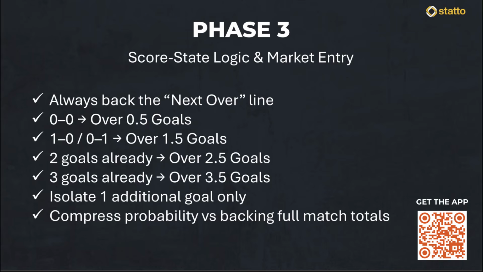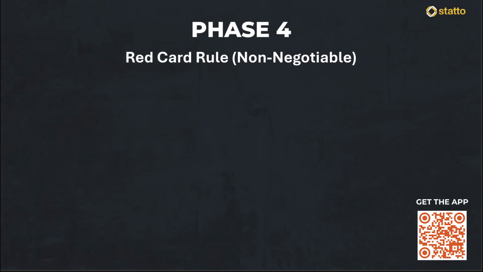Now this is important as we move into phase 4, which is the red card rule and discipline. This phase is entirely non-negotiable. If there has been a red card for either team in the first half, the system is immediately invalid and we do not enter. Why this matters is that a red card completely distorts the tactical shape and tempo of a match. Even if the XG was high before the dismissal, the game is no longer the same structural event.